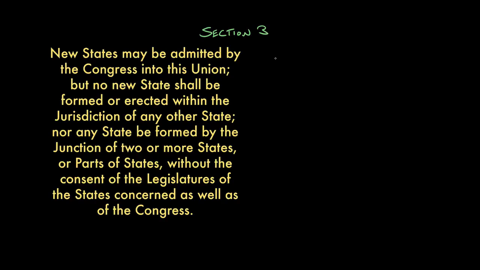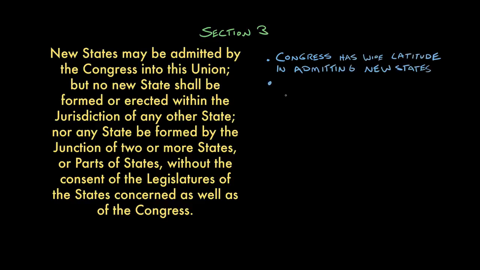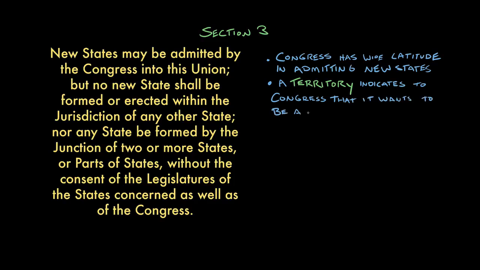So Article 4, Section 3, Clause 1 provides the process for admitting new states. Again, it recognizes that new states might want to join the Union, and it gives a wide latitude to Congress for admitting new states. So basically, the process was that a territory would indicate to Congress that it wished to become a state. Then they would submit a constitution, and Congress would approve the new state. But the Constitution itself in Article 4 places some limitations on that.